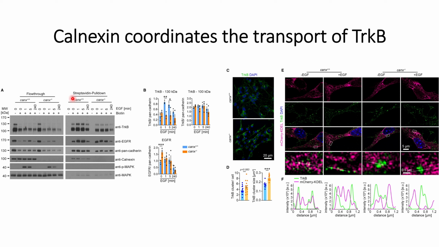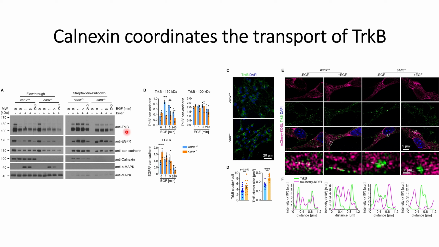When they did the streptavidin pull down approach, so that they could isolate only the cell surface TrkBs, they saw that the mature TrkBs, at around 130 kilodaltons, are more abundant in the case of wild type calnexin. However, when the calnexins are knocked out, they see a reduced amount of mature TrkB. So this indicates that calnexin might play a role in the transport of TrkB to the cell surface, as the mature TrkBs are reduced where calnexin is absent.